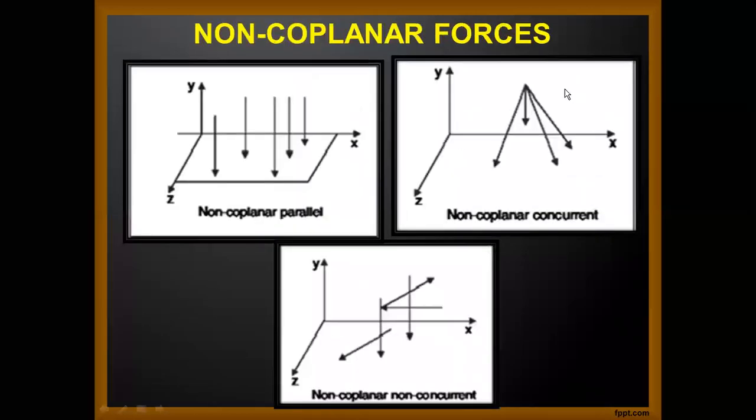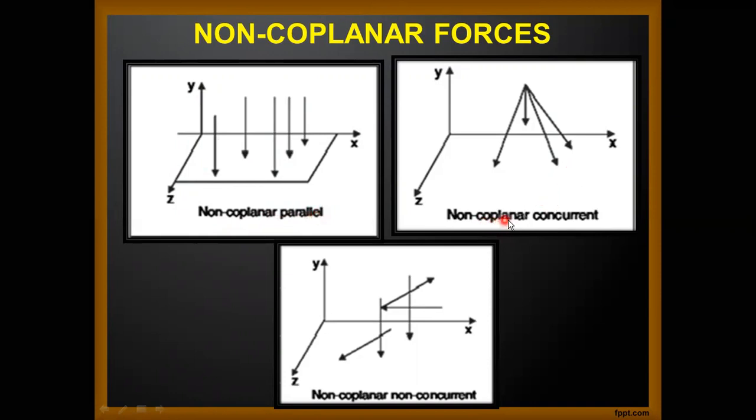The same way, if you see the non-coplanar force system, here you see what is happening. There is an X plane, a Y plane, and a Z plane. Here they are saying non-coplanar parallel forces. That is, they are acting from different planes. Here is one plane, here is another plane. They are acting from different planes, but they are parallel to each other. So it is called a non-coplanar parallel system.